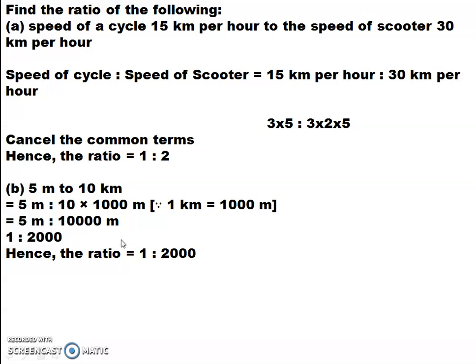in meters. Now cancelling the common term, 5. 5 into 2000 is 10,000. So when I cancelled it, it became 1:2000. Hence the ratio is 1:2000.